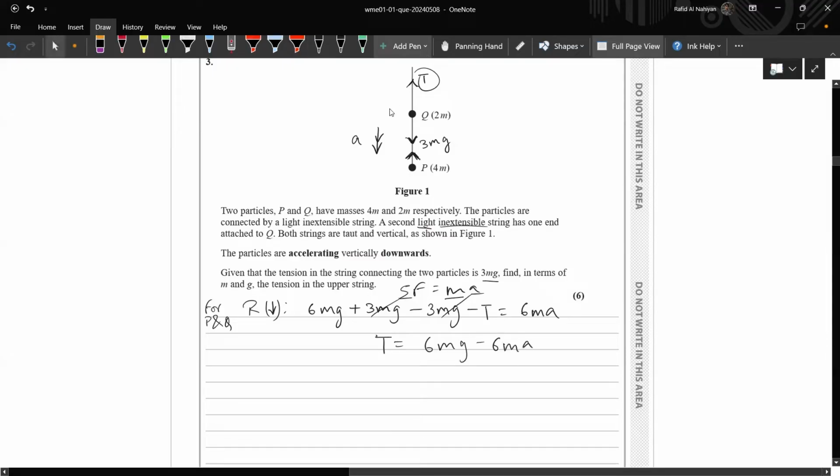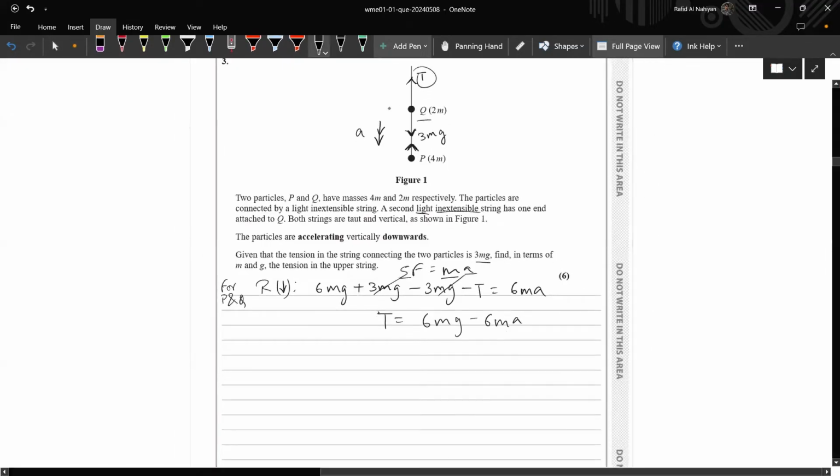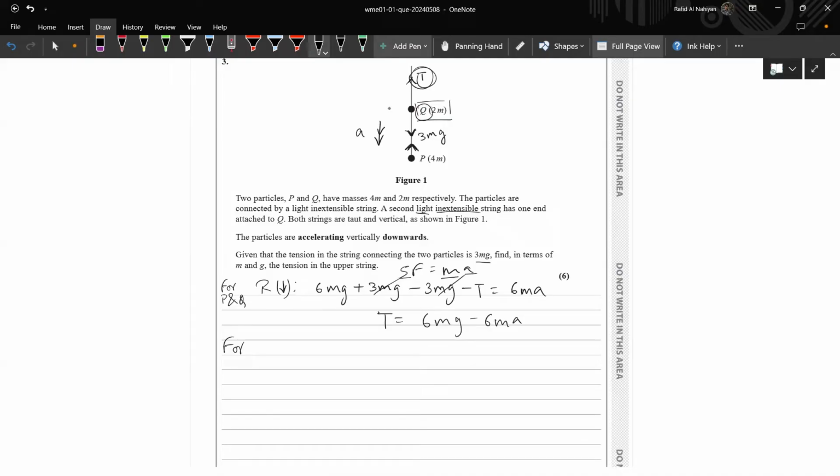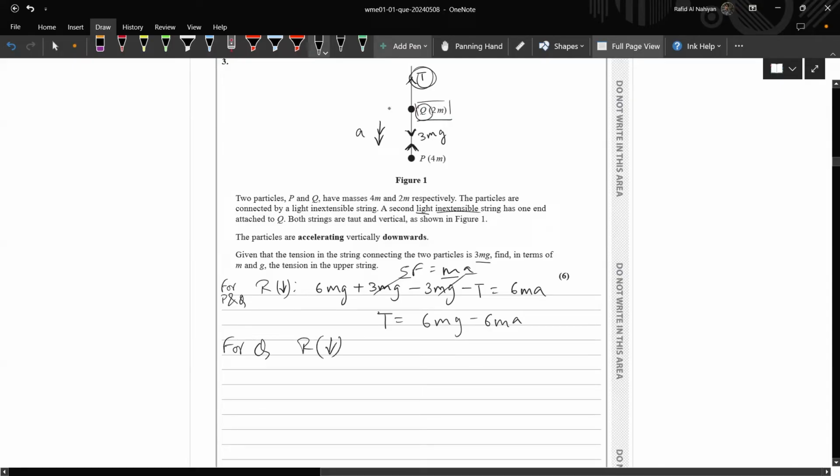Now we have to just consider one body. I think it's best if we consider Q, because this tension is affecting the particle Q. So it's better if I consider Q for once to make an equation that includes the tension T on the top string. So for Q, resolving downwards, I know the tension pulling it downwards is 3 mg. And what else is pulling Q downwards? Its weight.